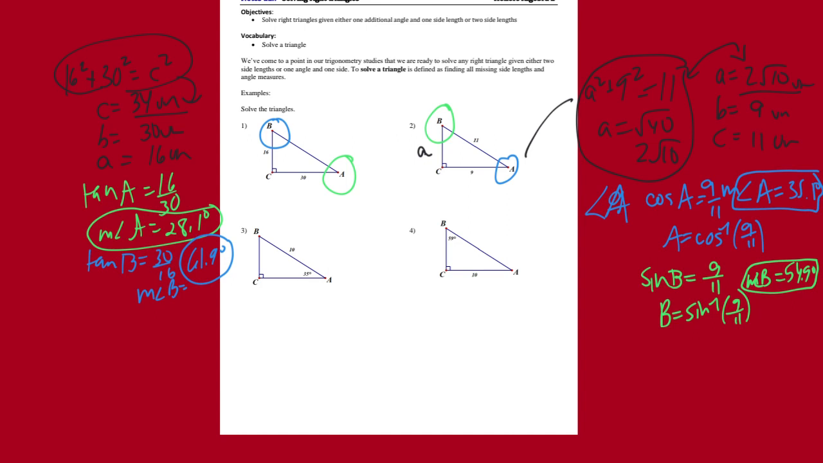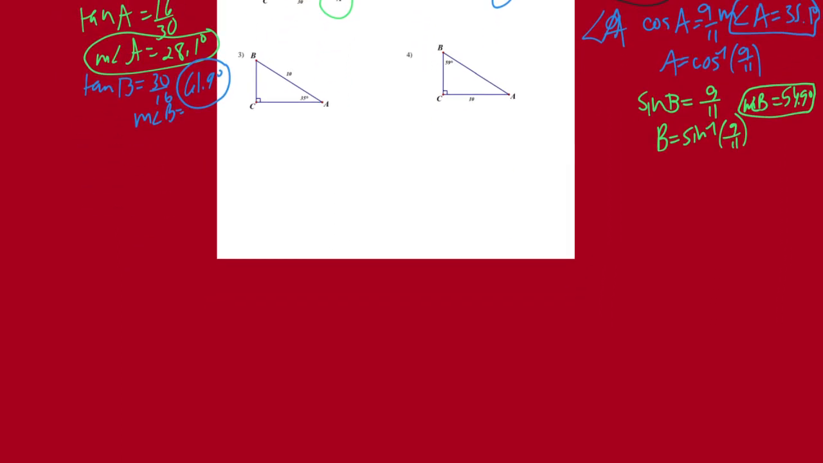Okay, so start by finding the third of the items that you know two of. So these first two ones, we knew two sides. We found the third side first, and then we used trigonometry to find the last two items. Now, on our last two triangles, I don't know two sides, but I do know two angles.